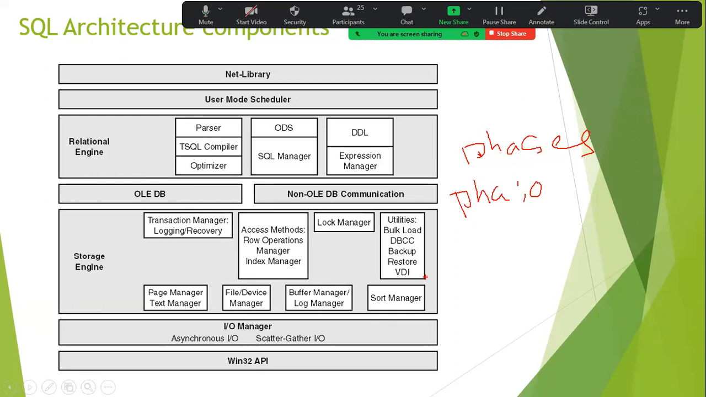If it is not simple, then it will use the indexes we have on the table, right? We will talk about that. In phase 0, it checks what all columns I am using, what schema we are calling, and what all tables we are joining. So it gathers that information, and then the next phase.